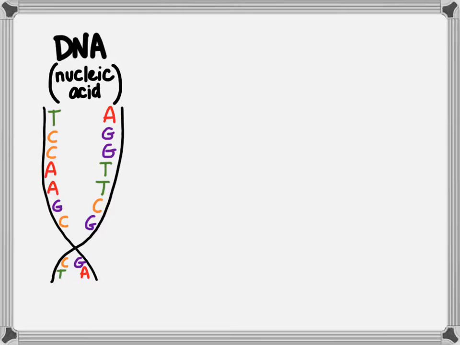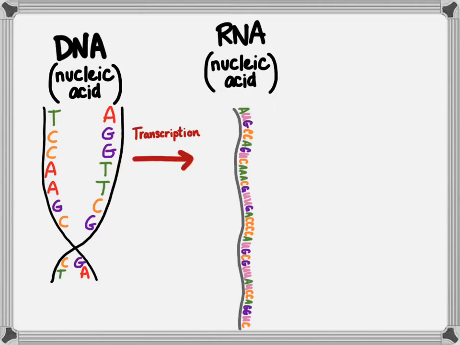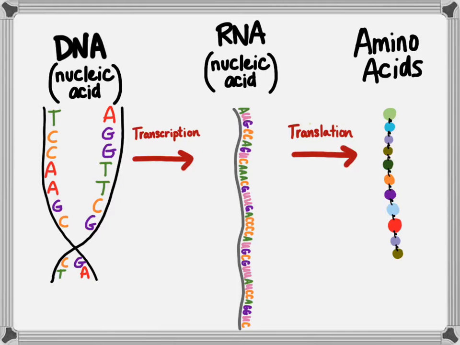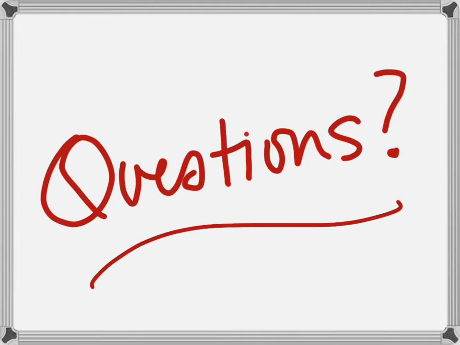Okay, protein synthesis in 10 seconds or less. DNA is a nucleic acid. It gets transcribed over to RNA, which is a nucleic acid, and RNA is translated into a chain of amino acids, which get folded to make proteins. Ta-da! You got questions? Well, let's run down your learning objectives.